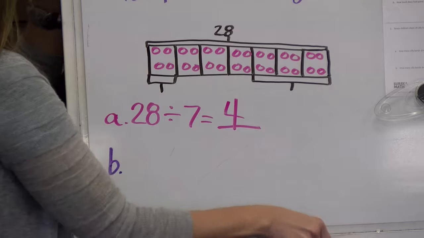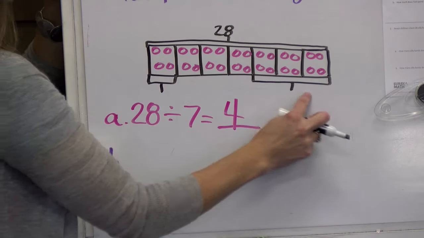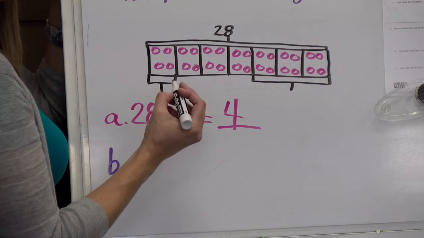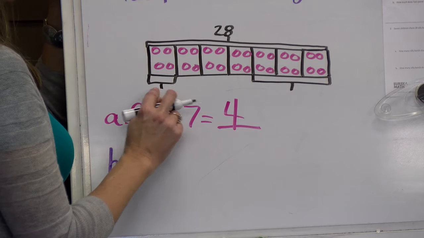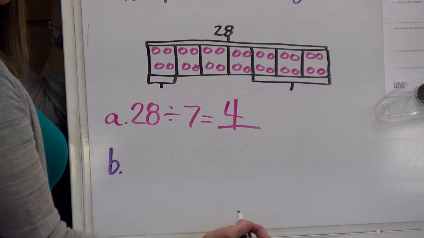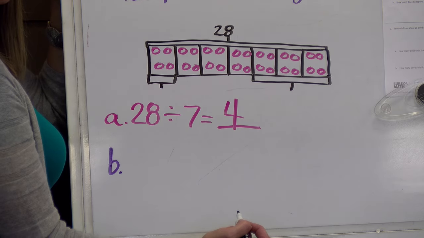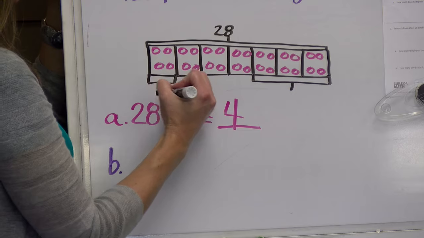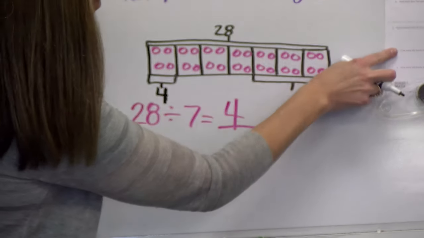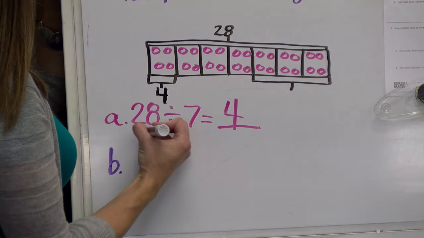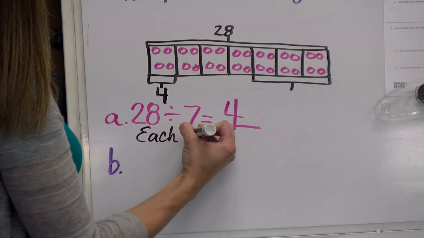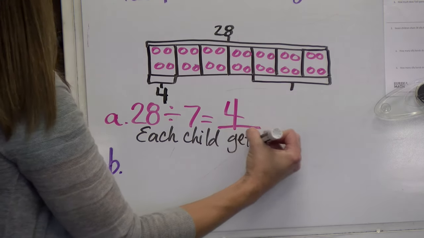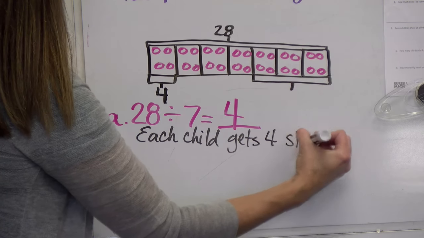But right here, I've got 2 labels. What is the value of 1 unit? Arid, what's the value of 1 unit? Right here. 4 silly bands. Yeah, just 4 silly bands. How many silly bands does each child get? Each child gets 4 silly bands.